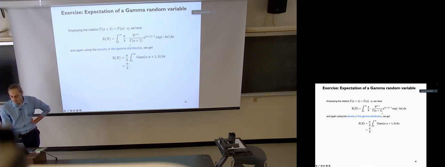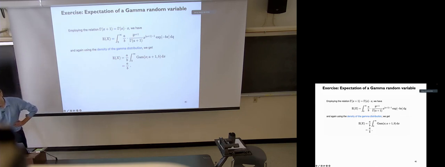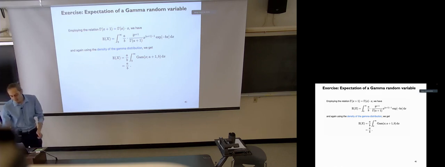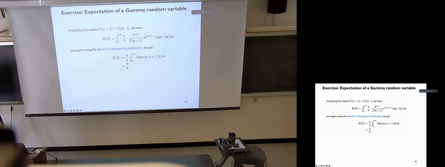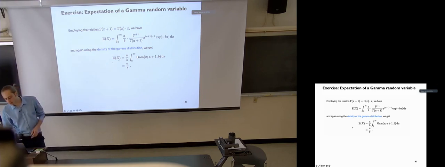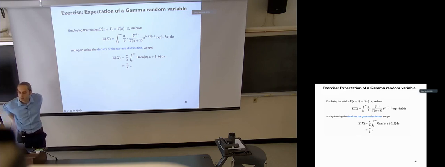And now what we have here on the right is the PDF of a gamma distribution, but now with a plus 1 instead of a and b. And we know that the integral over this has to be 1, because the integral over the support of any distribution has to be 1. So then we get that E of x is equal to a over b times 1, which is a over b.